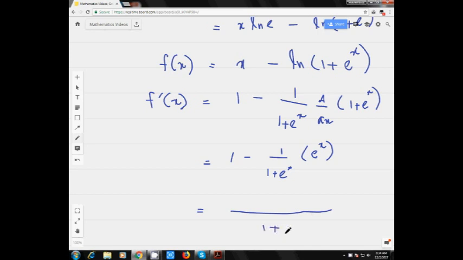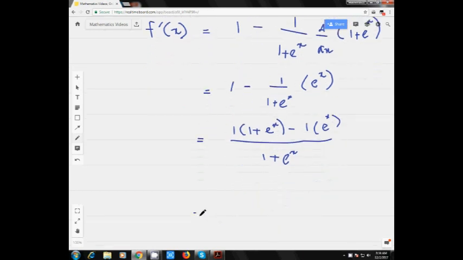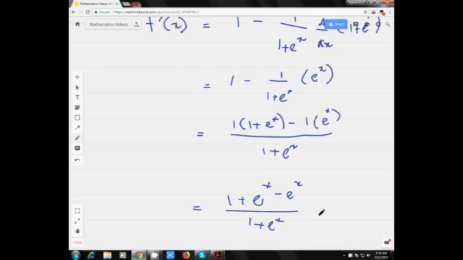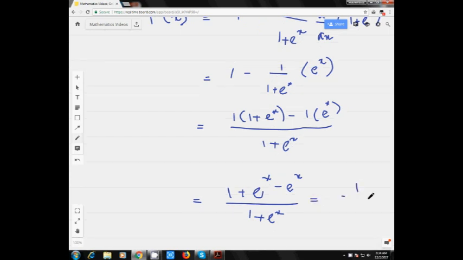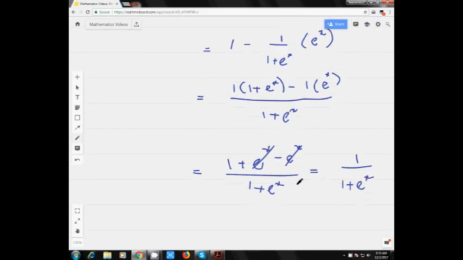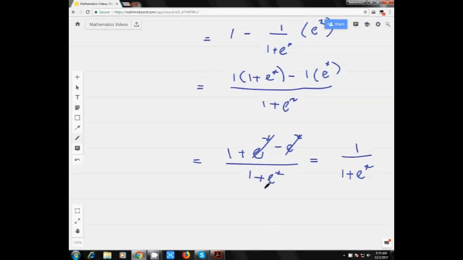Next, you have to simplify it, and you would get 1 multiplied by 1 plus e raised to the power x, minus 1 multiplied by e raised to the power x. So 1 plus e raised to the power x minus e raised to the power x, and whole is divided by 1 plus e raised to the power x, and it comes out to be equal to 1 divided by 1 plus e raised to the power x, since e raised to the power x and negative e raised to the power x cancel each other, and this is the answer of your question. Yup, it is.